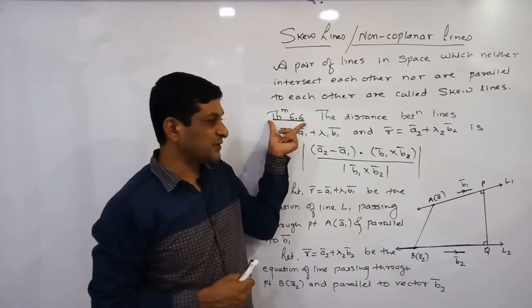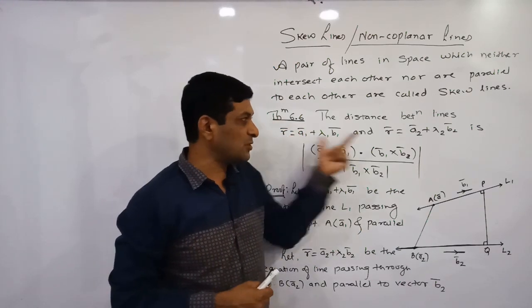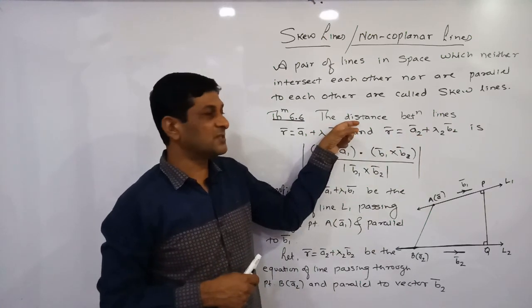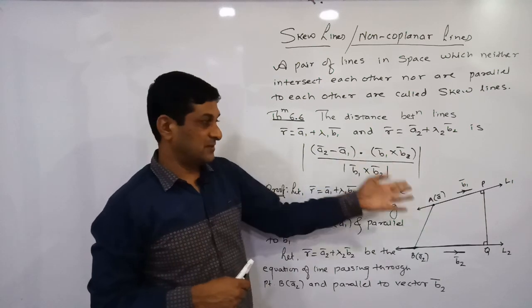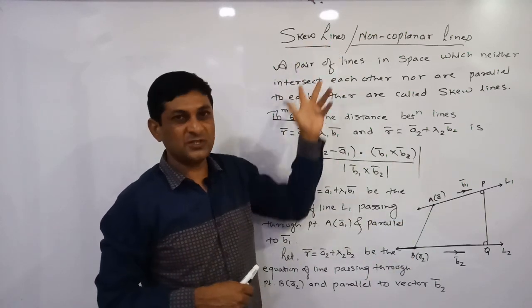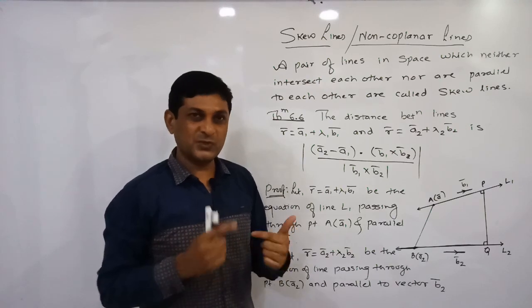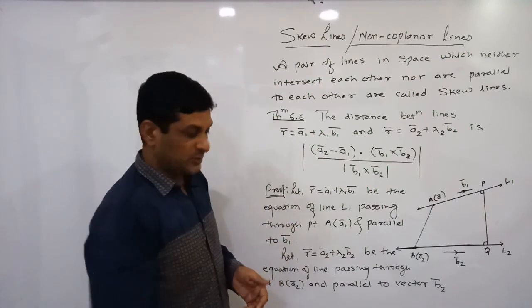So this is theorem 6.6. In this case, equations of two lines are given to us, and we are discussing a formula to find the distance between these two lines, where these two lines are skew lines. Means in short, we are discussing a formula to find the distance between two skew lines. So let us try to prove this formula.